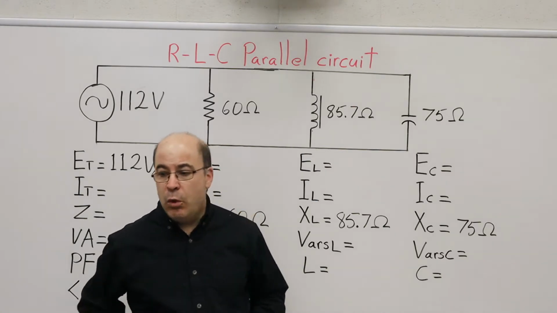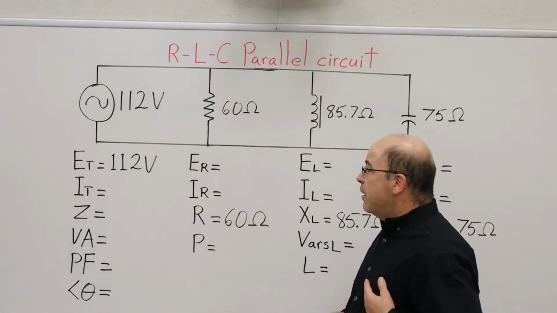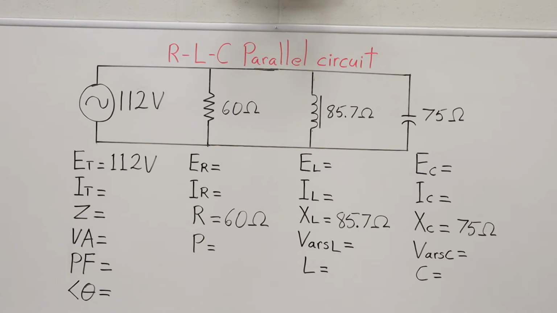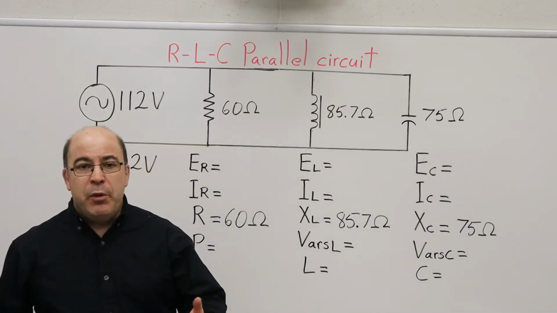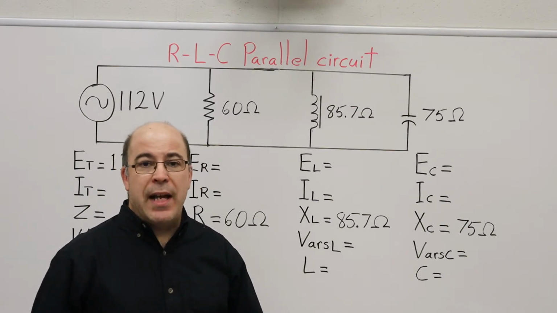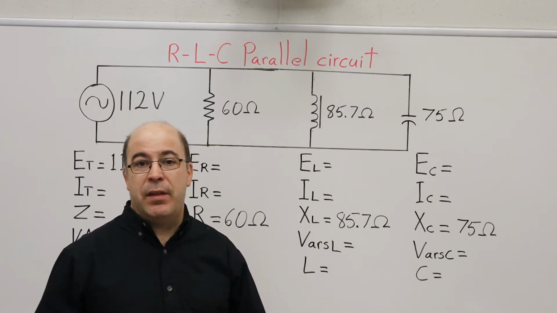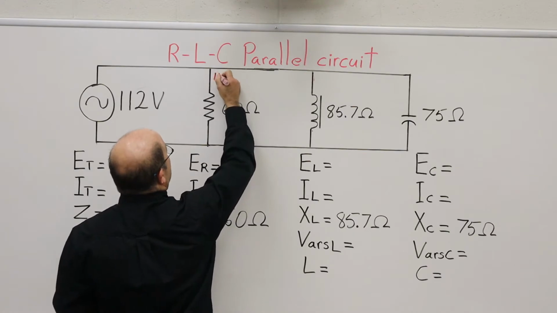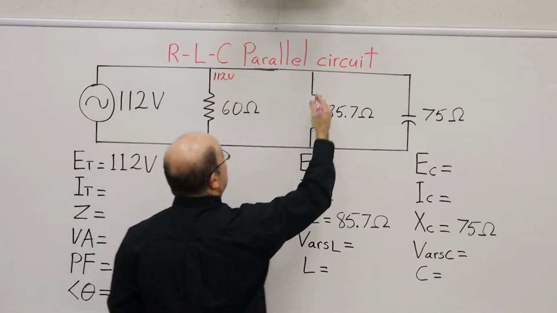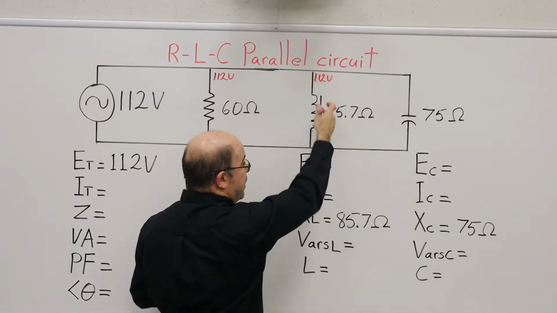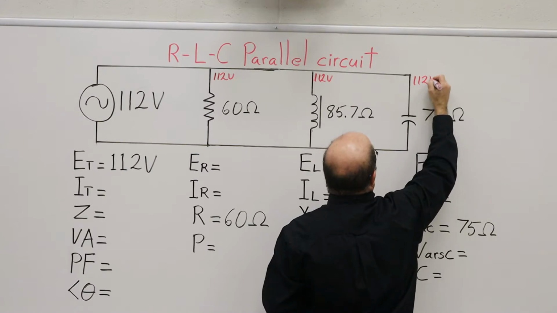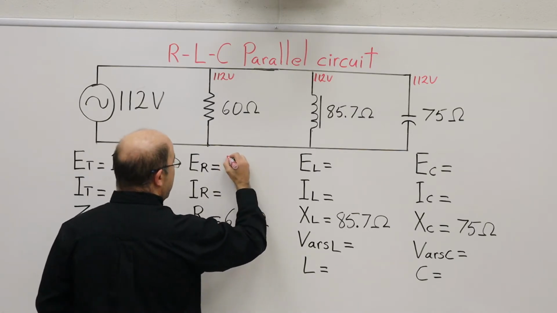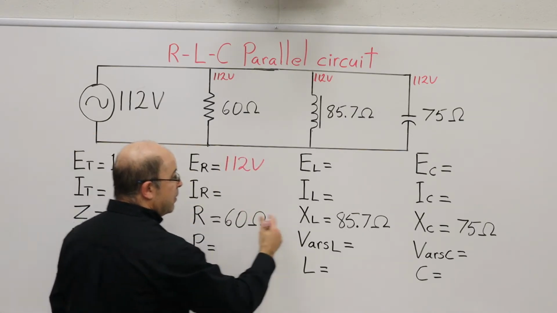Now, let's get to work. Because this is a parallel circuit, and I'm going to have to go and grab a marker. Because this is a parallel circuit, the voltage from the power supply is going to be the same across every branch in this circuit. With 112 volts of applied voltage, it's just a simple matter of writing down 112 volts down this branch, 112 volts down the inductive branch, and finally 112 volts down the capacitive branch. When it comes to filling in the values, it's a simple matter of transposing that number.